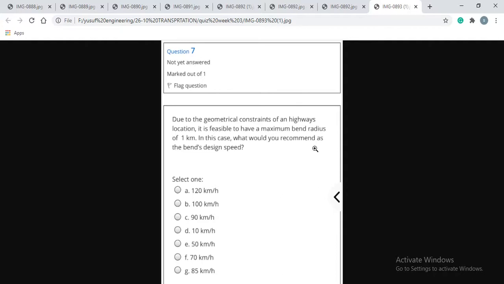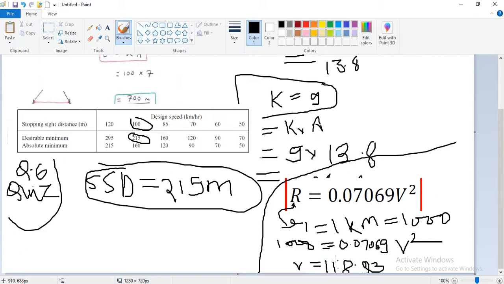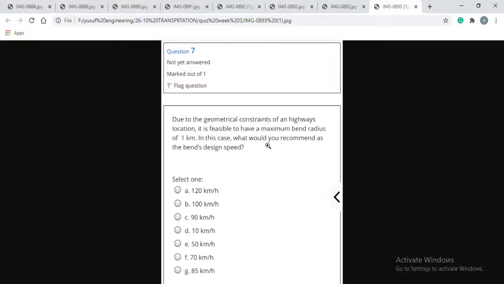In this case, what would you recommend as the best design speed? We have got 118.93, which is about 119 kilometer per hour, so we can recommend 120 kilometer per hour. So option A, 120 kilometer per hour, is correct, in my opinion.